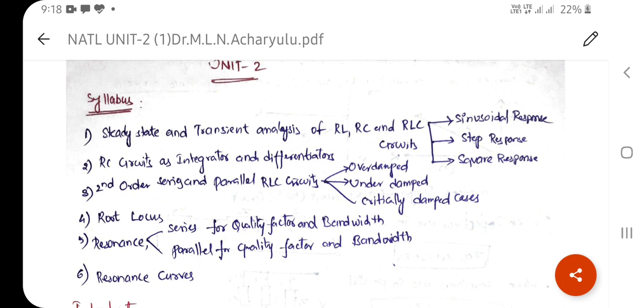And the root locus and the resonance, the series resonance with the quality factor and the bandwidth, and the parallel resonant circuits, also with the quality factor and the bandwidth. We need to discuss these very important parameters and the applications of series and parallel resonant circuits. They are generally used in filter circuits like BSF and BPF, that means band stop filter and band pass filter. And the resonant curves also.